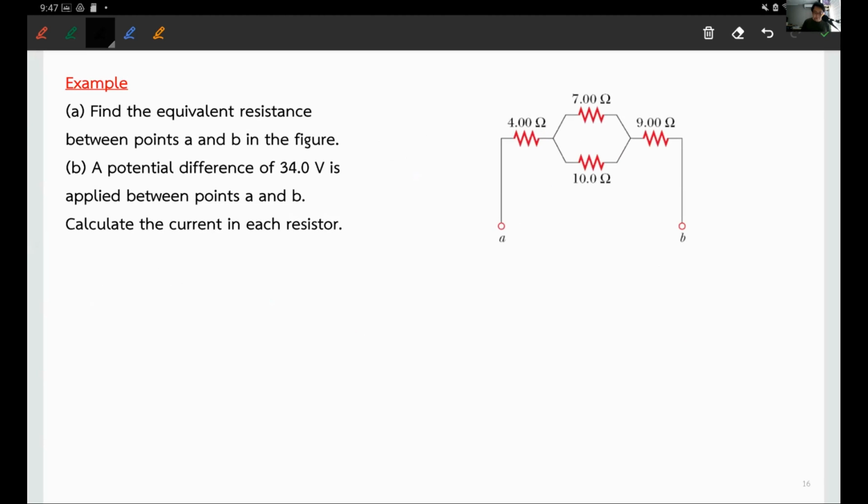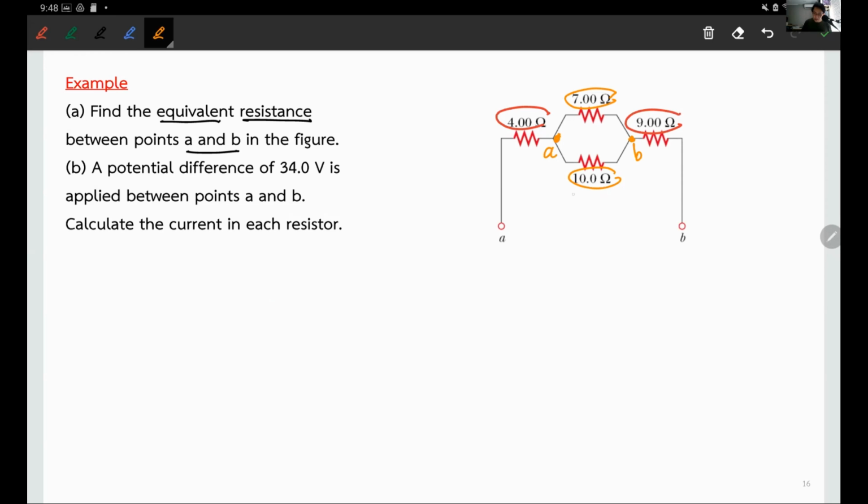Okay, for example, like this. They say find the equivalent resistance between point A and point B. So what you can do is start from whatever you want to make cleaner. You can see that this 4 ohms and 9 ohms are already connected in series. However, these two, 7 ohms and 10 ohms, are not. They're still in parallel. First step, I'll name these 2 points A and B, and reduce this into a single equivalent resistance first.